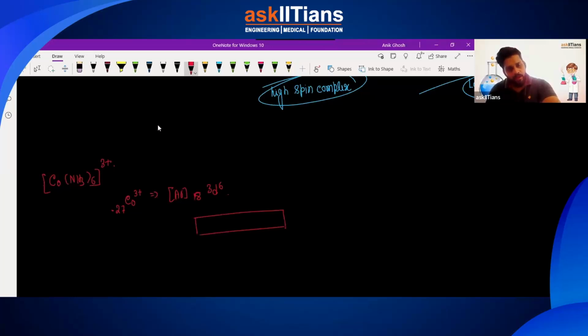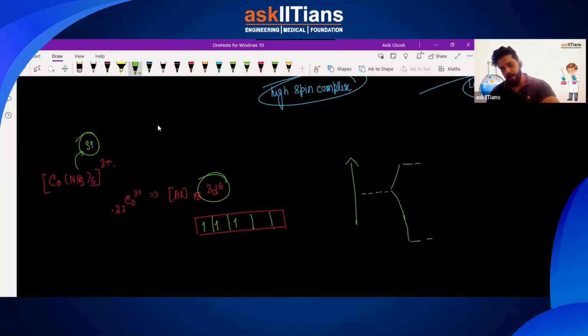Notice now, ammonia is a strong field ligand according to this discussion of ours. So as a result, 1, 2, 3, 4. Now the 6 electrons that are there, this is how I'm going to put them. 1, 2, 3. After that, where should the 4th electron go? Should it go up here? The answer is no. It's a strong field ligand, so the splitting is very, very high. So as a result, 4, 5, 6.